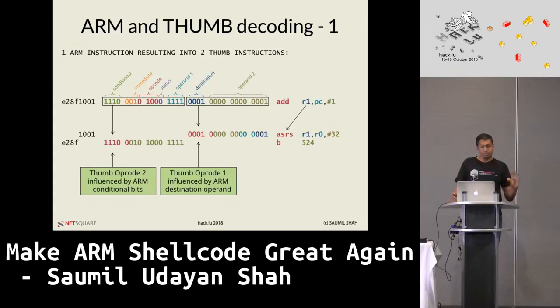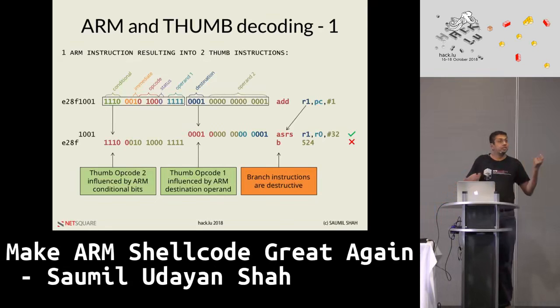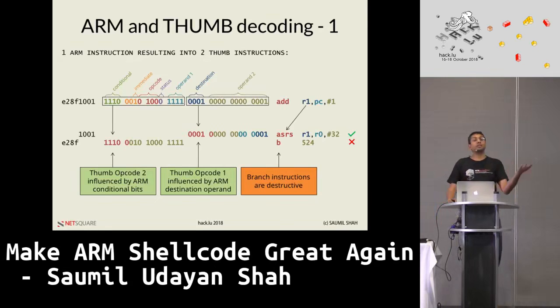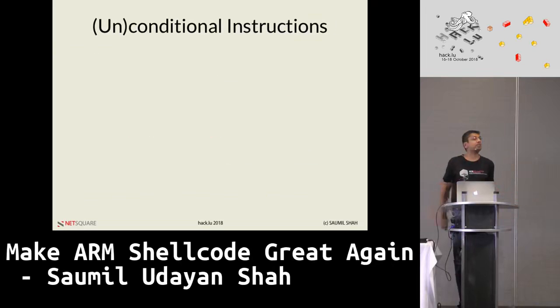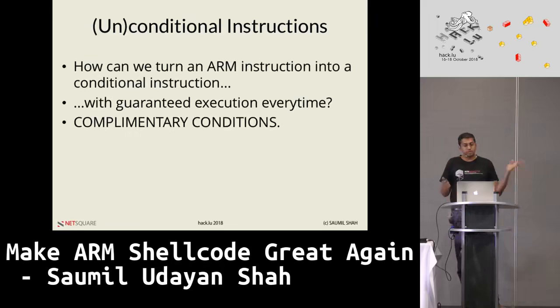So what we want to do now is avoid this destructive branch. If we want to change this branch opcode, we need to go back and modify the conditionals in the original ARM instruction. But now we have a problem. If we go back and add conditional execution to the ARM instruction, we are not guaranteed its execution. So how do you turn a conditional execution into unconditional execution, which is guaranteed to always execute, but still retain conditional ability? Well, you choose complementary conditions.